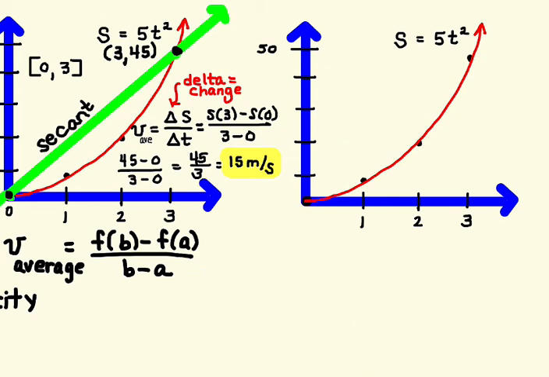Yes? Is S of 3 up there equal to 45? S of 3 is 45, yeah, because 3 squared is 9, 9 times 5 is 45, right? That would be the height of the function. Let me just stop here.